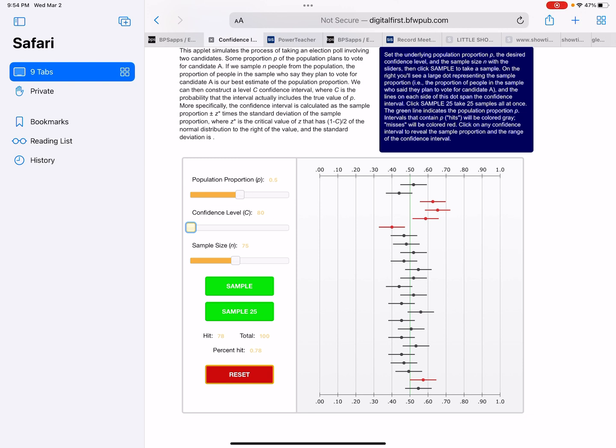In number 6, it says, now we will see what happens when we adjust the sample size. Change the sample to 20. So sample to 20.